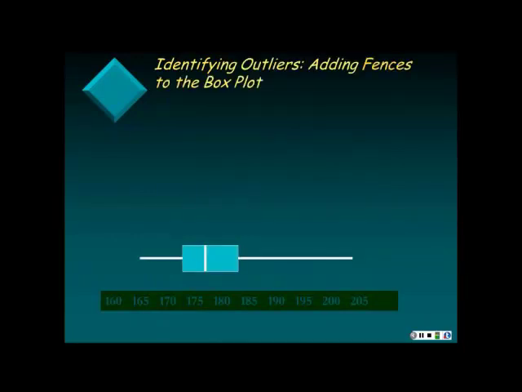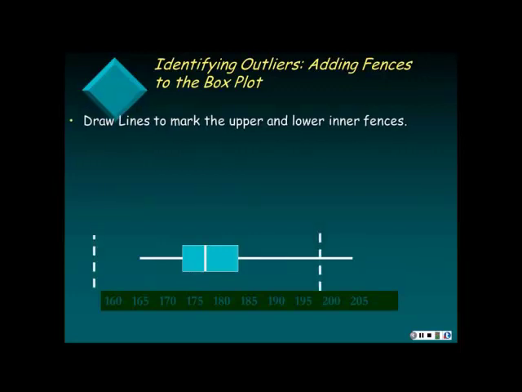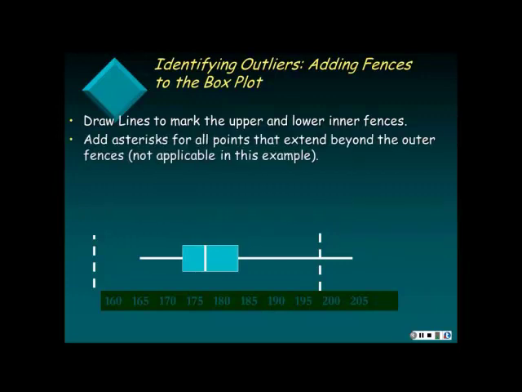So let's add a fence to the box plot. We'll draw lines to get the upper and lower fences. I think those were 157.5 and 197.5. I'm going to add asterisks for points that extend beyond the outer fences, which are not applicable in this problem because we don't have any extreme values. An asterisk goes for an extreme value, at least in the package we're going to use, SPSS, and that really is the most frequent symbols, but I have seen other programs that do it differently.